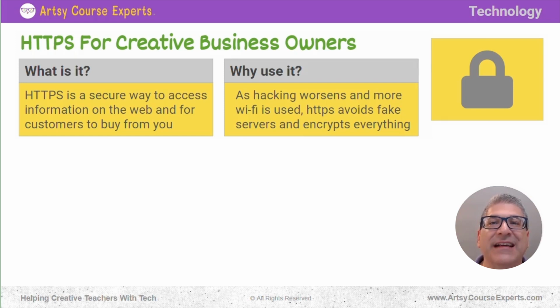So HTTPS is a secure way to access information on the web and for your customers to buy from you. Underneath, there is a first version of it called HTTP, and that is not secure. When you use HTTP to fetch something from the web, you type your username, whatever you're typing is sent over the wire, and anybody that has access to your router or Wi-Fi can see everything that you type to the server and whatever comes back from the server. So that's HTTP. But HTTPS, and S is for secure, encrypts everything. So that's what we're going to get into today.